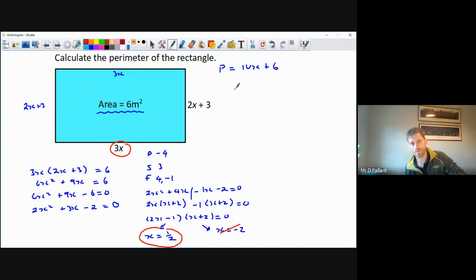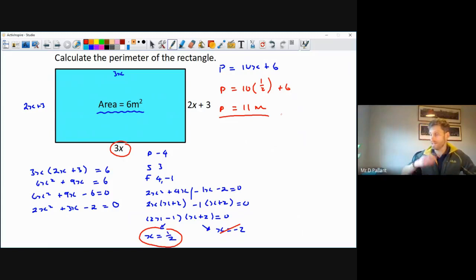And I can now use that in my perimeter up here. I've got 10 lots of x, which I know is a half, plus 6. 10 lots of a half is, of course, 5. 5 plus 6 is 11 meters in this case. Good. So that is a good starter. It's an application of a quadratic equation. Let's get back to what we'll be doing last time about completing the square.